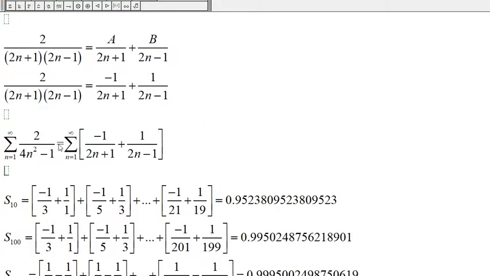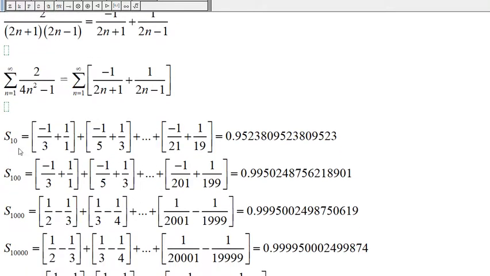And so now this is the original series right here. 2 over 4n squared minus 1 is the same as negative 1 over 2n plus 1 plus 1 over 2n minus 1. And for the sum of the first 10 terms, when n is 1, we get 3 here and we get 1 here. When n is 2, we get 5 here and we get 3 here. When n is 10, we get 21 here and 19 here.